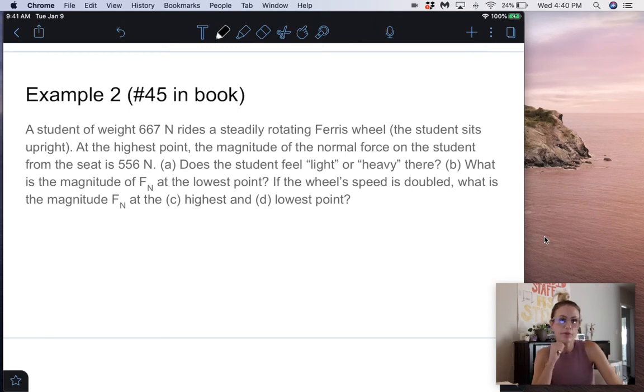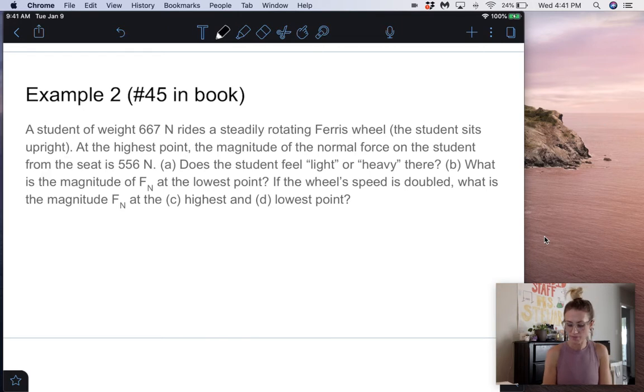Second example for uniform circular motion, centripetal force: we have a student of weight 667 newtons who rides a steadily rotating Ferris wheel. At the highest point, the magnitude of the normal force on the student from the seat is 556 newtons. A, does the student feel light or heavy there? B, what is the magnitude of the normal force at the lowest point? And if the wheel speed is doubled, what is the magnitude of the normal force at C, the highest, and D, the lowest point?